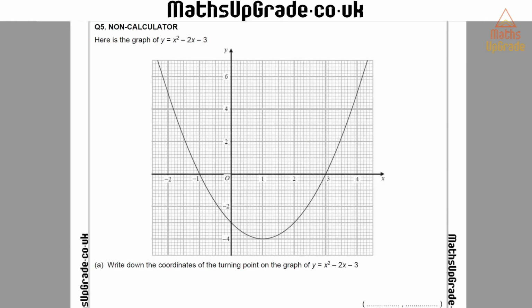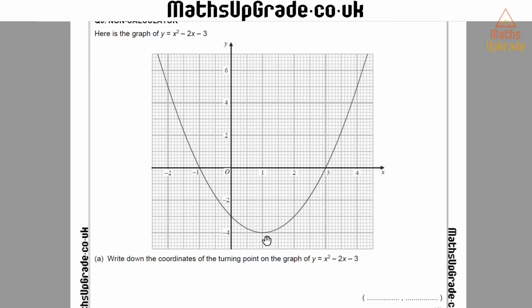Question 5. We're given the graph of y equals x squared minus 2x minus 3. We need to write down the coordinates of the turning point of the graph. The turning point is just this point here, where the graph starts turning upwards. So it's the minimum point, and that you can see is x equals 1 and y equals negative 4.